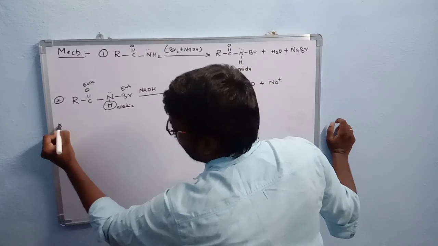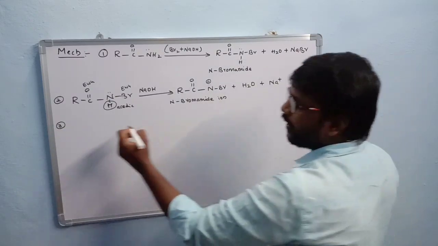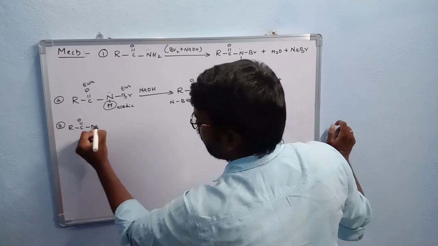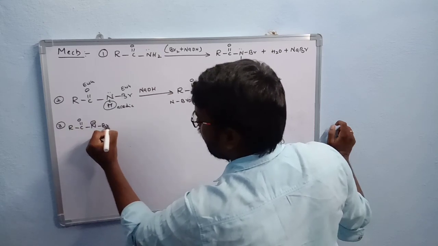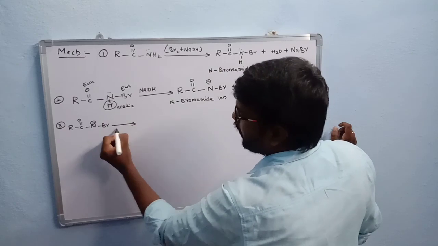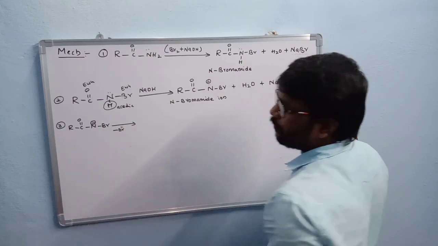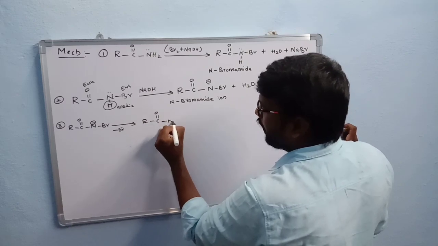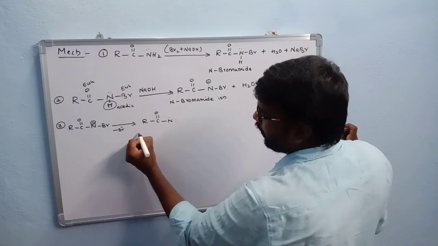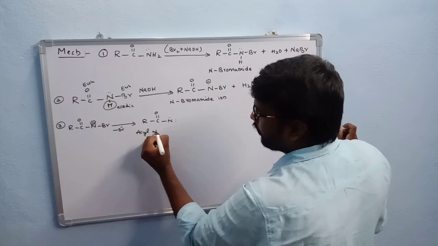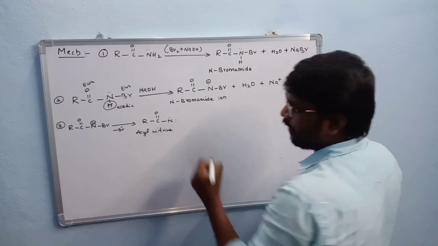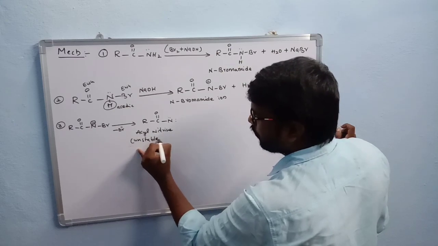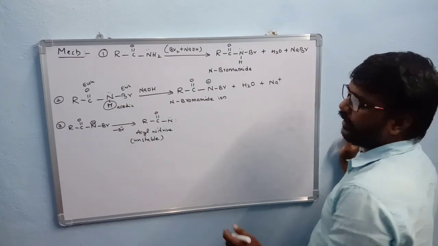In the third step we take this N-bromamide ion, R C double bond O N Br minus. Here first elimination of Br, as Br minus, takes place. So we get R C double bond O N. N is present now, and it is called acyl nitrene. It is unstable and highly reactive.